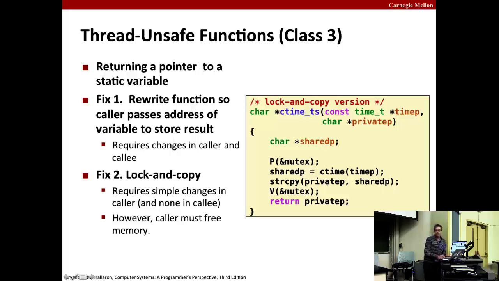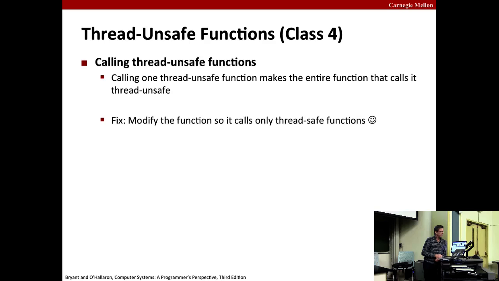Okay, and then finally, the fourth class of thread unsafe functions are functions that call unsafe functions. So it's kind of obvious. And then the obvious fix is to not call thread unsafe functions from within your function, and then you can make it thread safe.